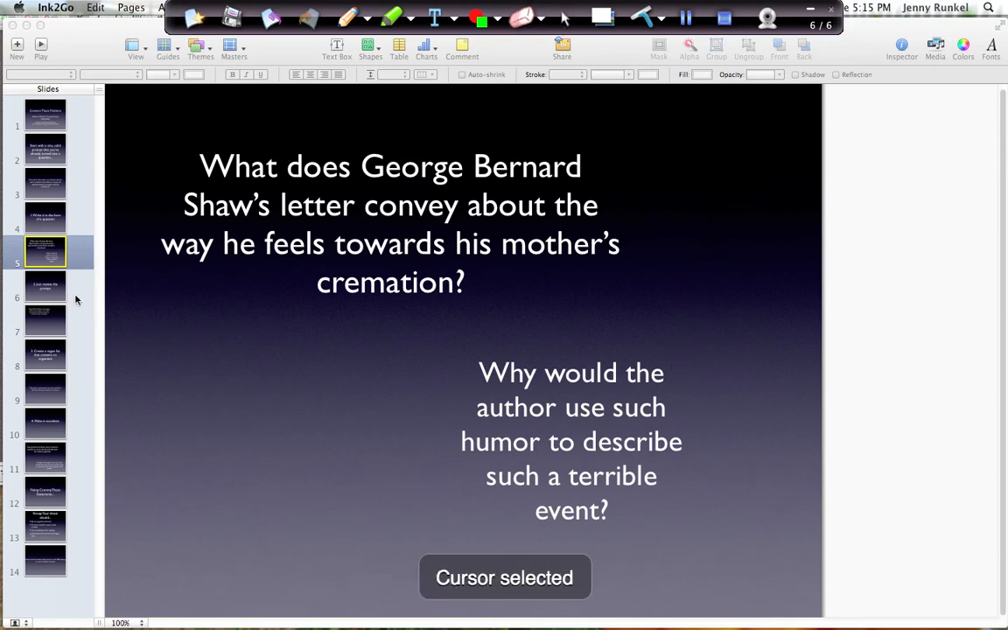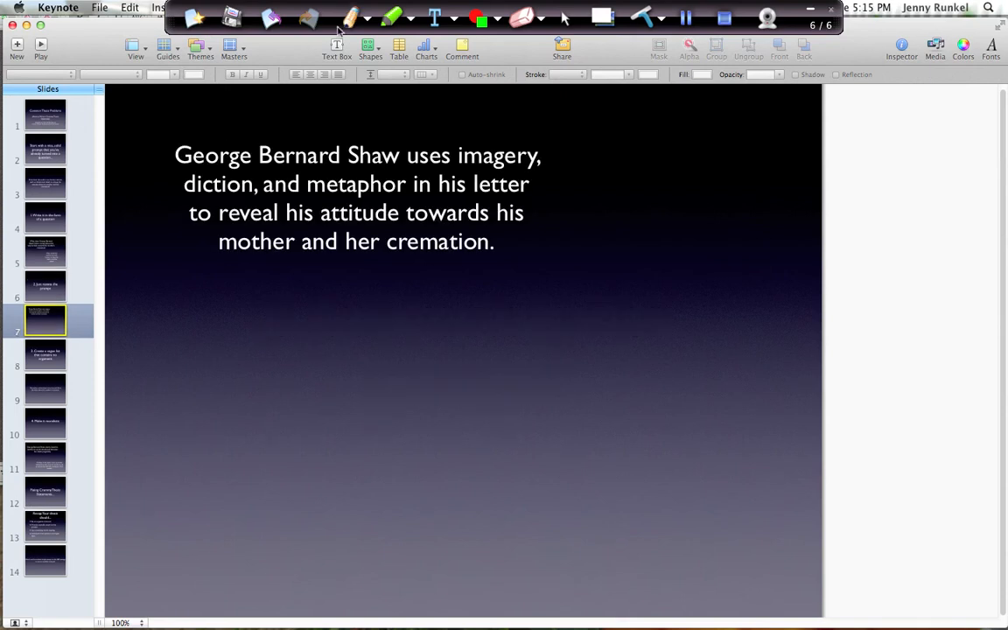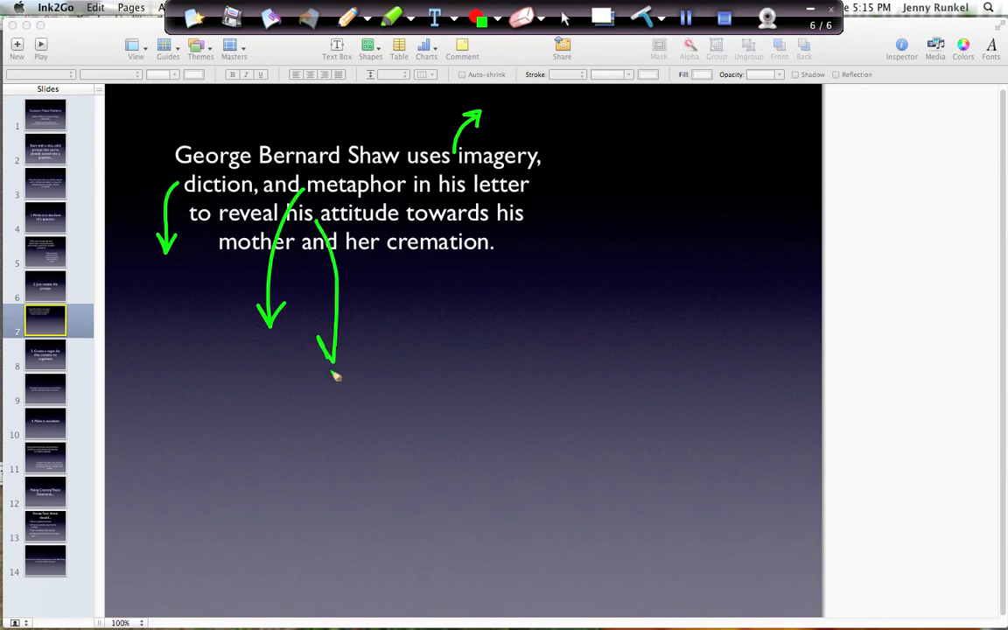All right, so that's how you fix the first problem. Second problem, restating the prompt. This one I think is my favorite to try and fix. It's the one that's the easiest to fix. It's pretty simple. All you're going to do is come in here in your list and add descriptors in front of the different types of literary devices that you have mentioned, because it shows that you're understanding the way that Shaw is writing.